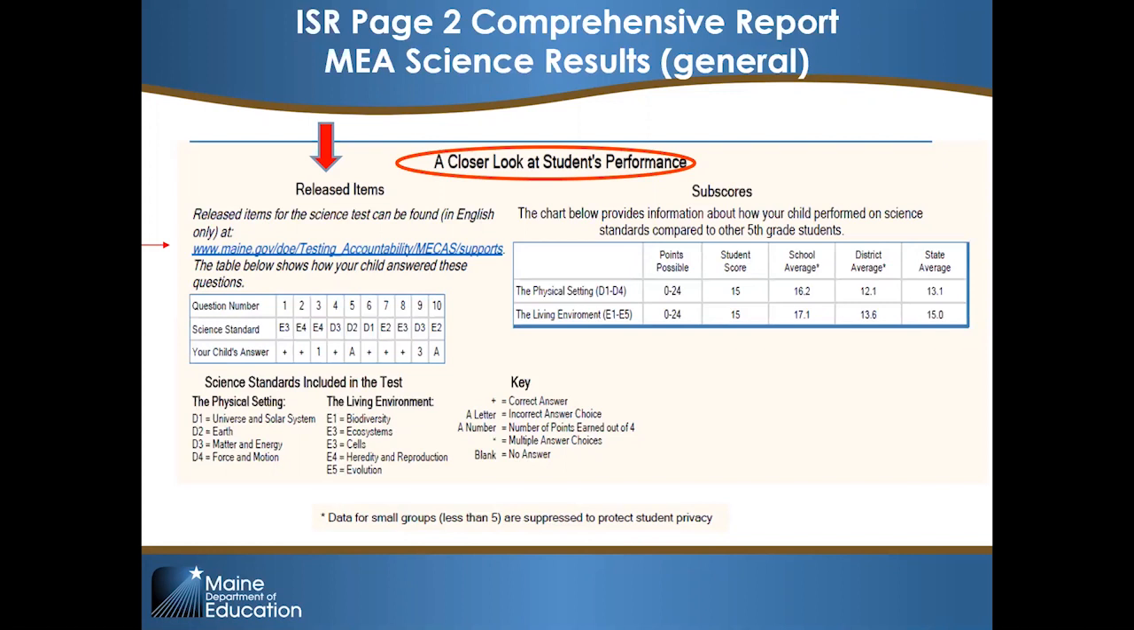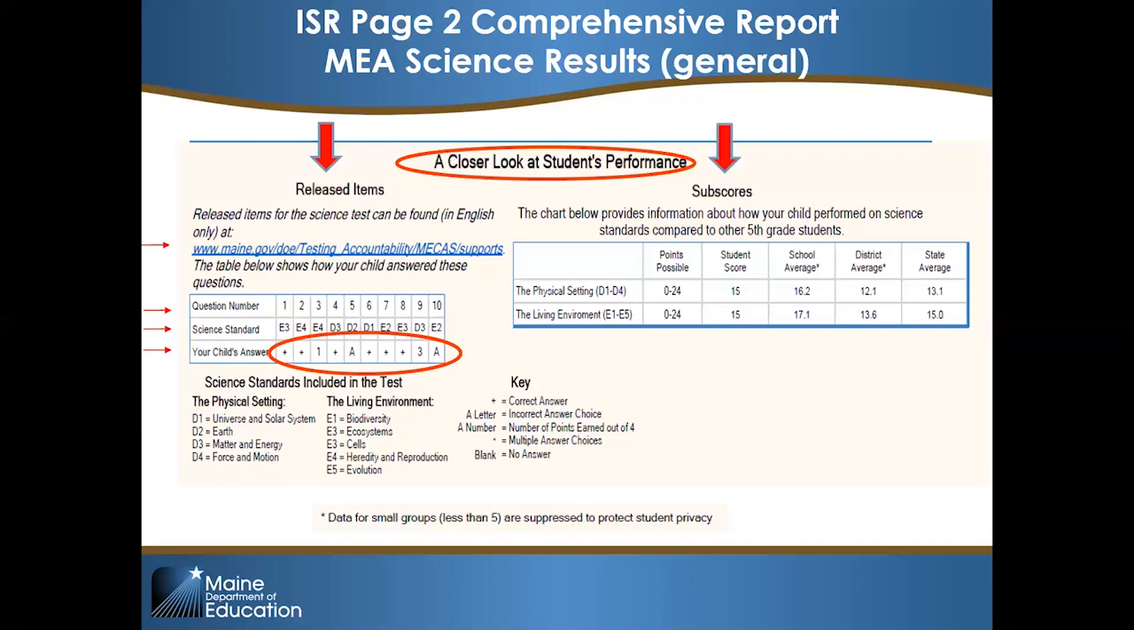The table shows how the student answered each of these released items, including the question number, the Maine Science standard it assesses, and the student's answer. A plus sign indicates the student's answer was correct. A letter indicates the incorrect multiple choice answer the student chose. A number indicates the points earned on an assessment item that was worth more than 1 point. For example, not a multiple choice question, but one that required a written constructed response.